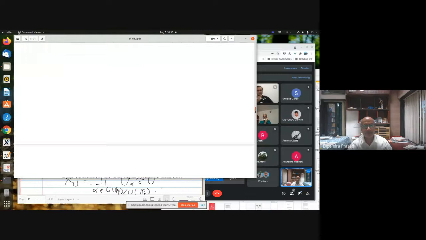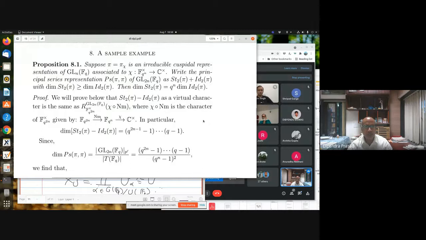Okay, just to get you used to some of these notions about orthogonality, geometric conjugacy and disjointness, I have worked out an example as a proposition, which says that if pi is an irreducible cuspidal representation of GLN(FQ) associated to this character, then this is a representation of GLN, and you can take GLN cross GLN as a Levi in GL2N, and construct this principal series. And the question is, how does it decompose?